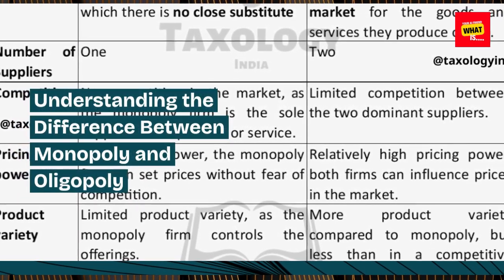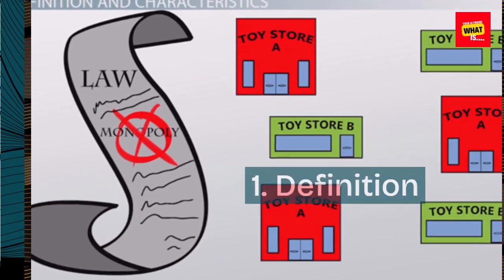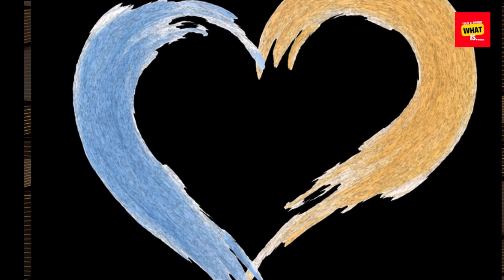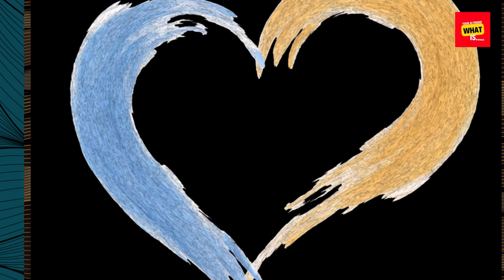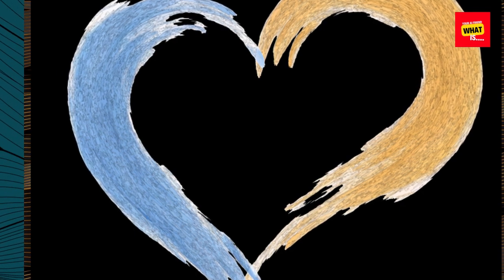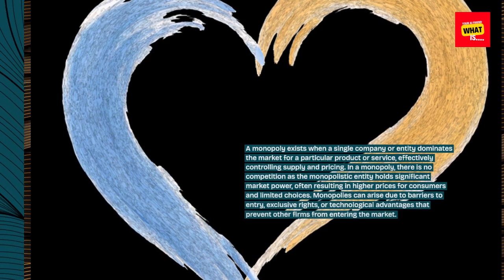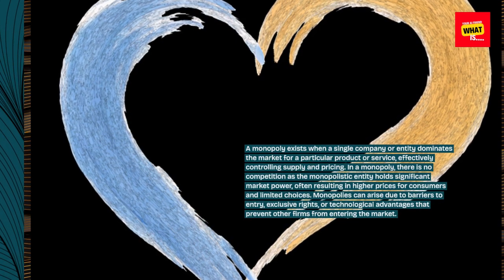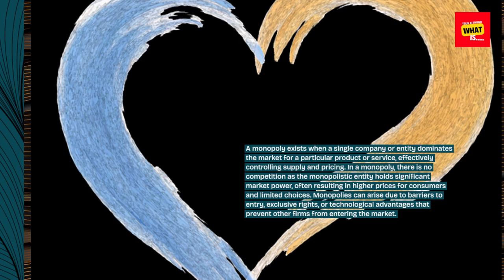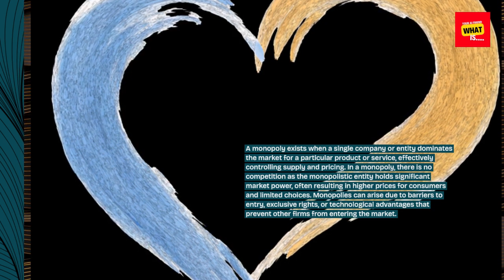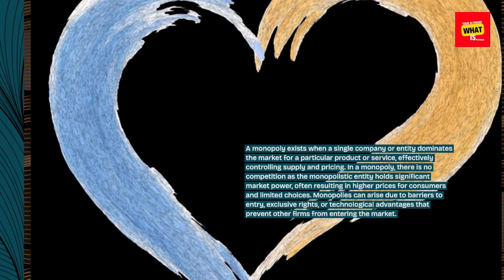Understanding the difference between monopoly and oligopoly. 1. Definition of monopoly. A monopoly exists when a single company or entity dominates the market for a particular product or service, effectively controlling supply and pricing. In a monopoly, there is no competition as the monopolistic entity holds significant market power, often resulting in higher prices for consumers and limited choices.